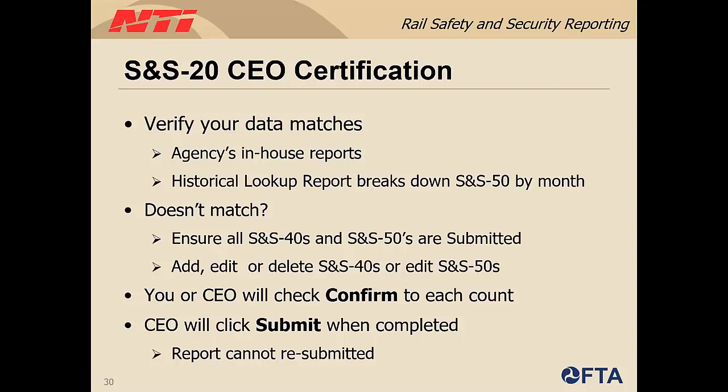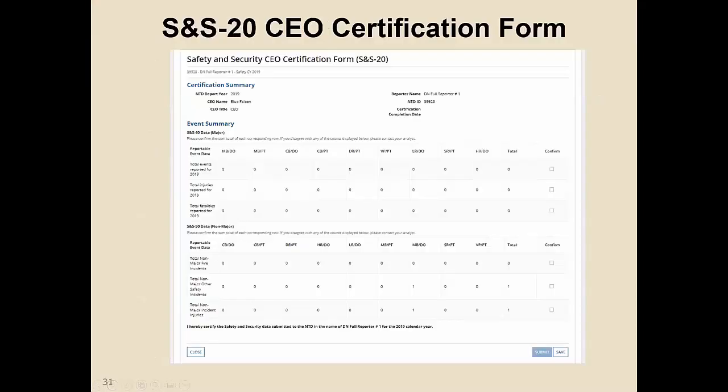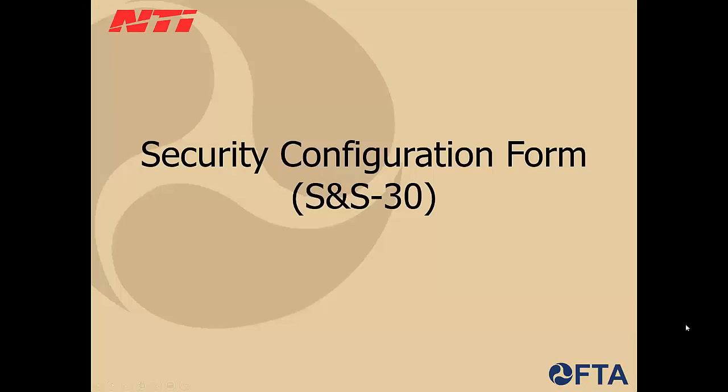You or your CEO will check the confirm box adjacent to the data. Then the CEO can click on submit. Once the form is submitted, it cannot be resubmitted, but the form auto-calculates each time it is opened. Here's a snapshot of the S&S-20 CEO Certification form. Now we'll talk about the S&S-30.